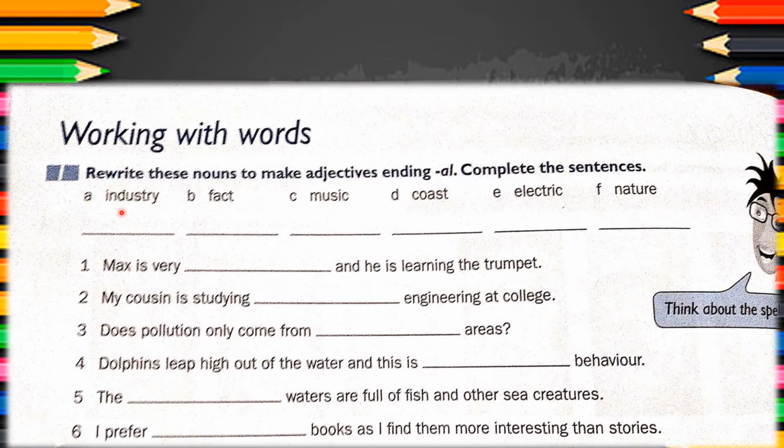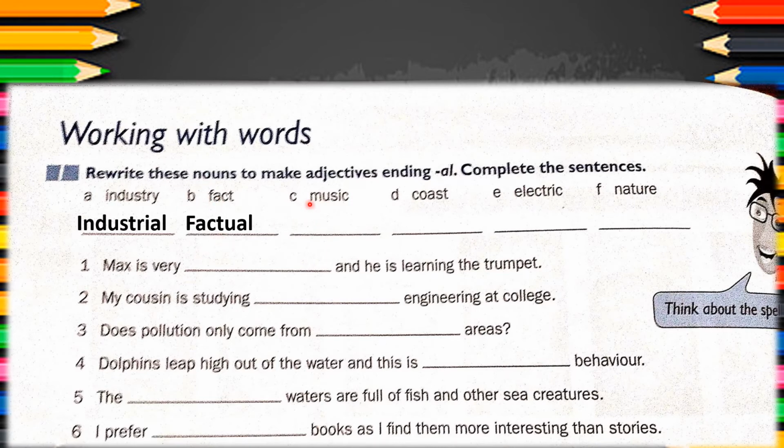This is industry. If we want to add al to this noun, we change the letter Y into I. Excellent. Industrial. So industrial is the adjective of the noun industry. What is the adjective of fact? Factual. Excellent. Factual. Look at the change in this adjective when we change the noun into an adjective.